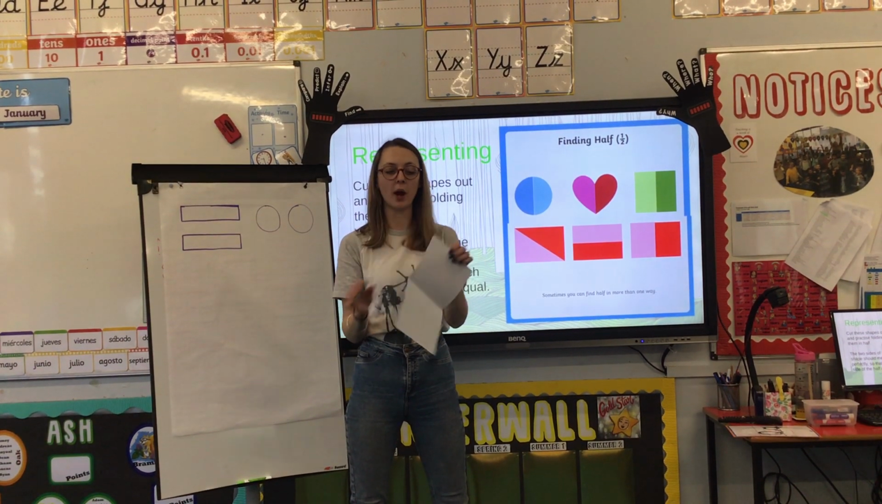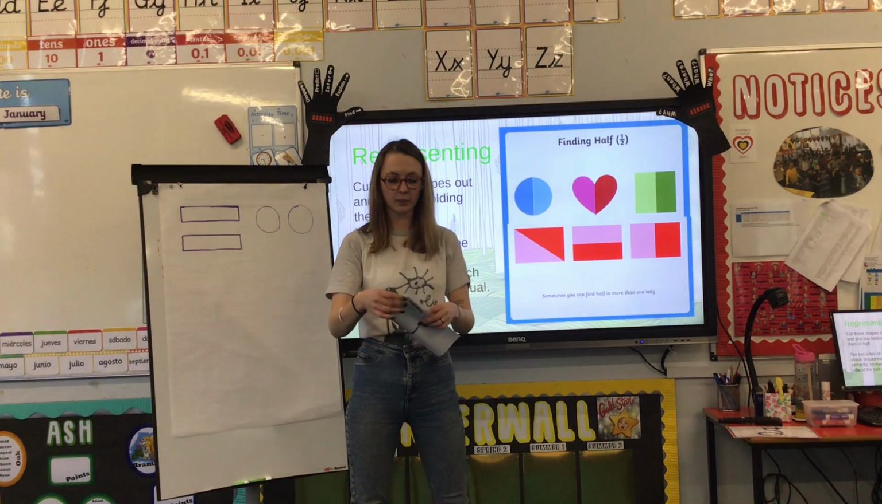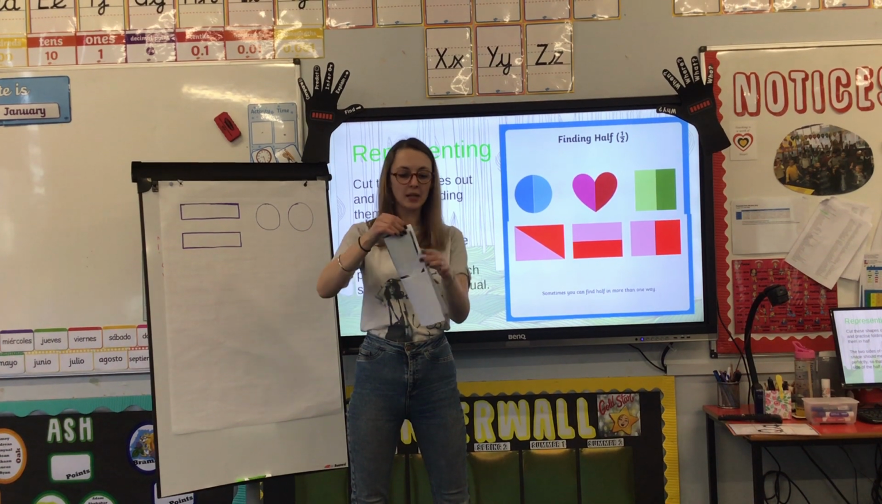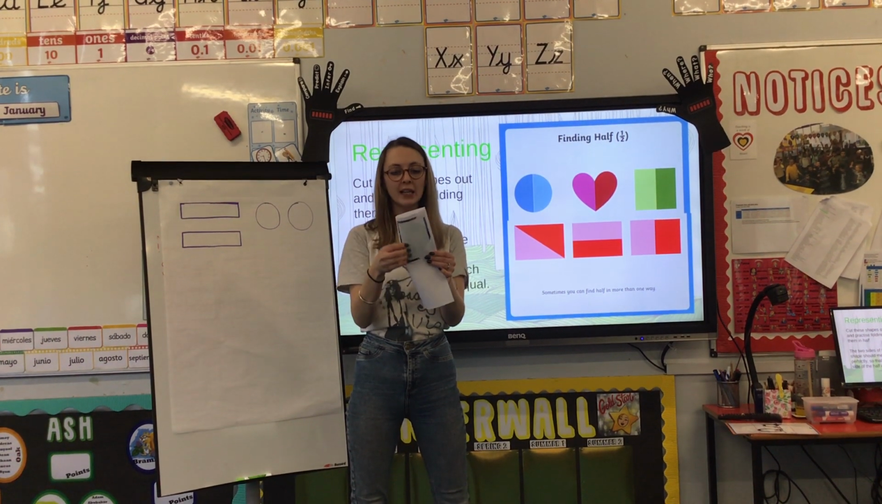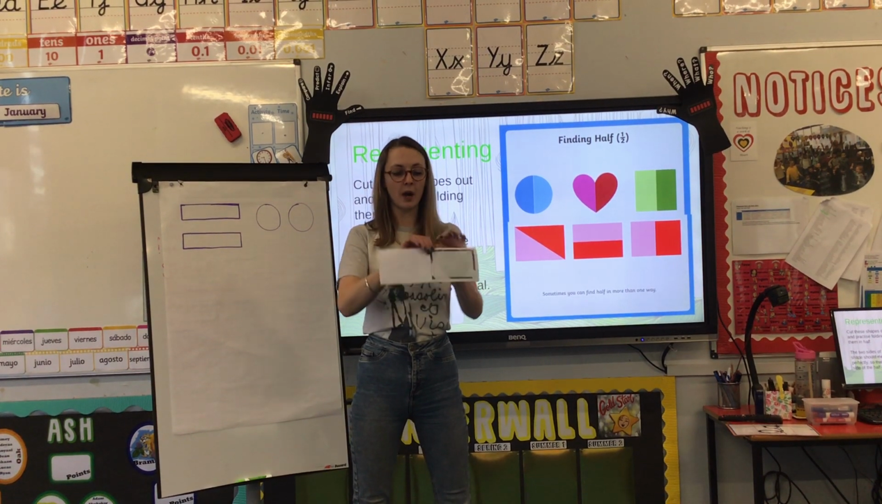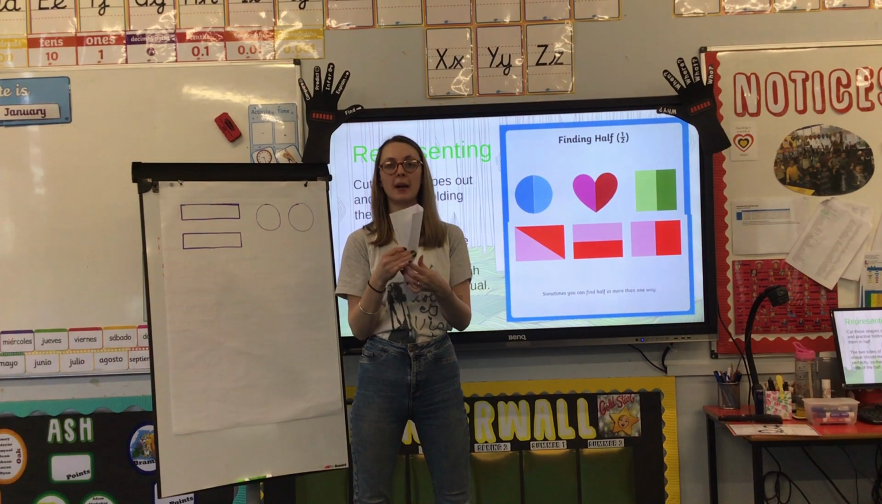So I've done it this way, but I could also do it this way as well. And again, I need to make sure that my 2 ends meet perfectly. There's not one little bit overlapping, because if there was, they wouldn't be equal parts. So that's another way of folding my paper in half.